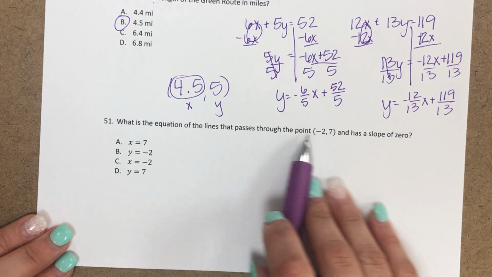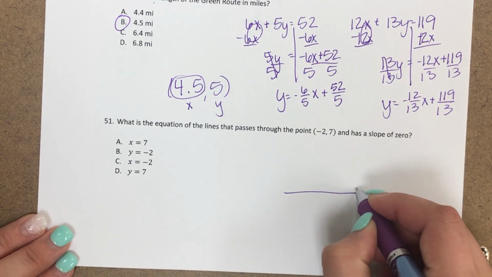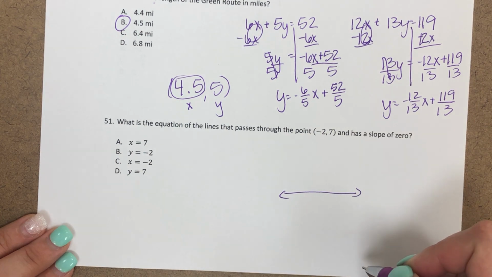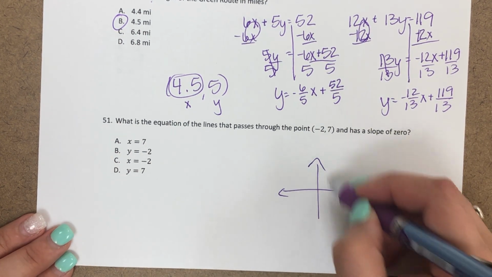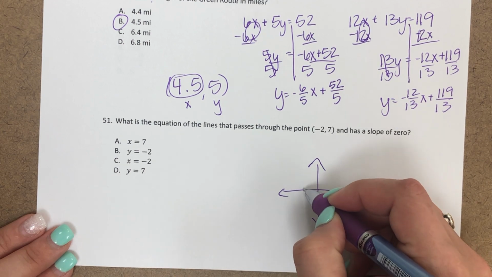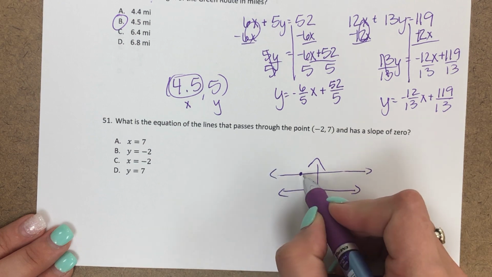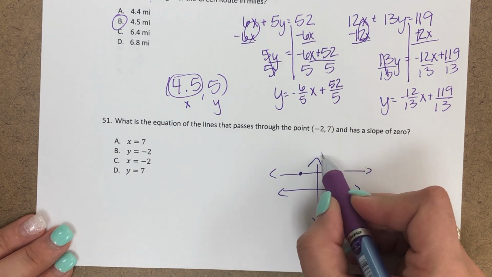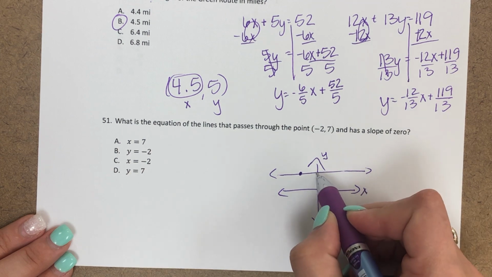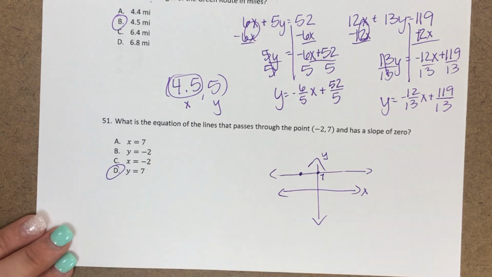Right here, what is the equation of the line that passes through this point and has a slope of 0? Remember, 0 slope is a horizontal line. So if I have a coordinate plane, and I have negative 2, positive 7, that point would be about right here, and I have a horizontal line that goes through it. Notice this horizontal line crosses the y-axis at positive 7. So y equals 7.